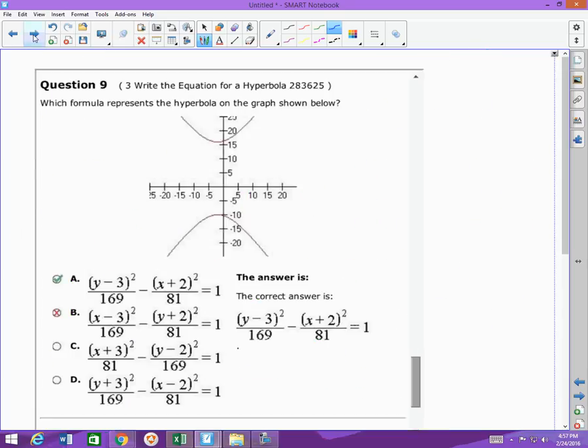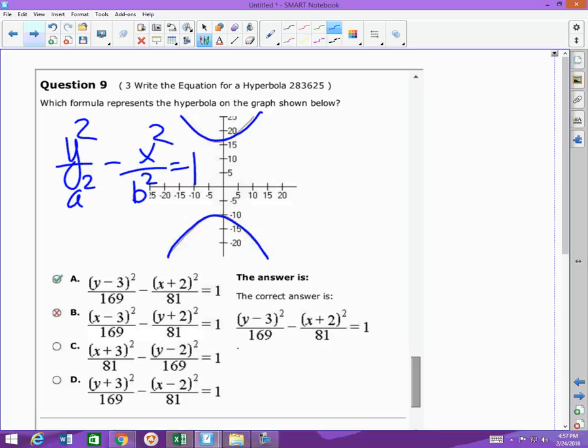It's going to come like that and go like that. All right, then with this one, it said which formula represents the hyperbola on the graph shown. Well, first off, it is an up and down one, so therefore y squared has to be minus x squared, with a squared being here and b squared being there. So that eliminates this one, which is the one you chose.